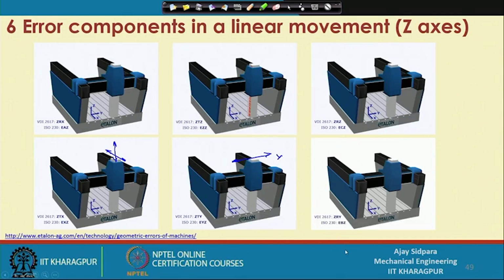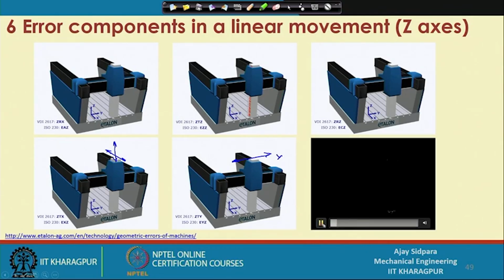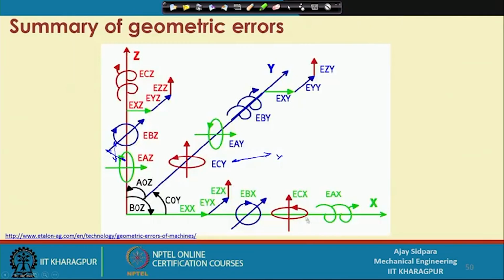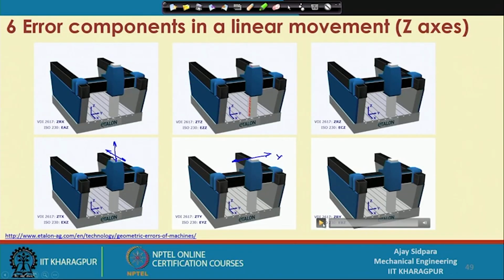Now, this one is the z axis motion, but rotation around the y axis. So, this is the y axis, and now it is swinging around the y axis. Your tool is swinging in this direction, and that is the center point. So, these are the different error components in the x, y and z directions.